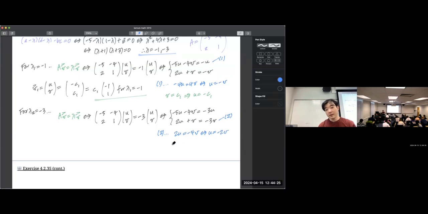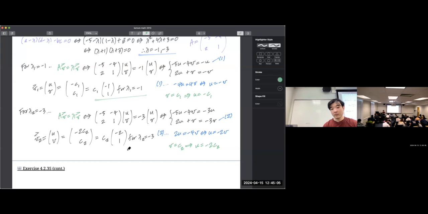So again, v can be some free variable c2. And I'm making the free variable in general may not be the same. C1 for the lambda 1, C2 for the lambda 2 is going to mean that the u has to equal negative 2c2. So our eigenvector for our second eigenvalue is, again, this u and v. And it's going to equal negative 2C2, C2, factor out the C2. So it's going to be negative 2, 1. And this is for lambda 2 is equal to negative 3.